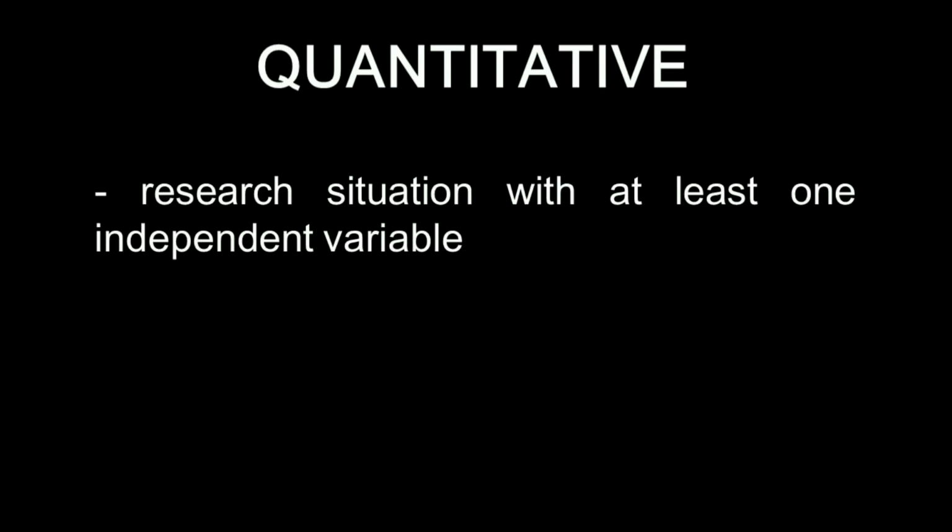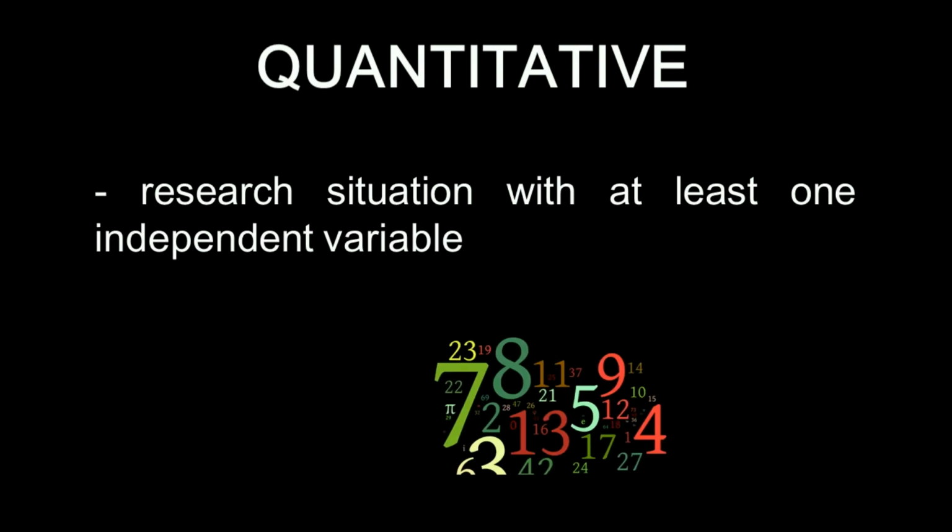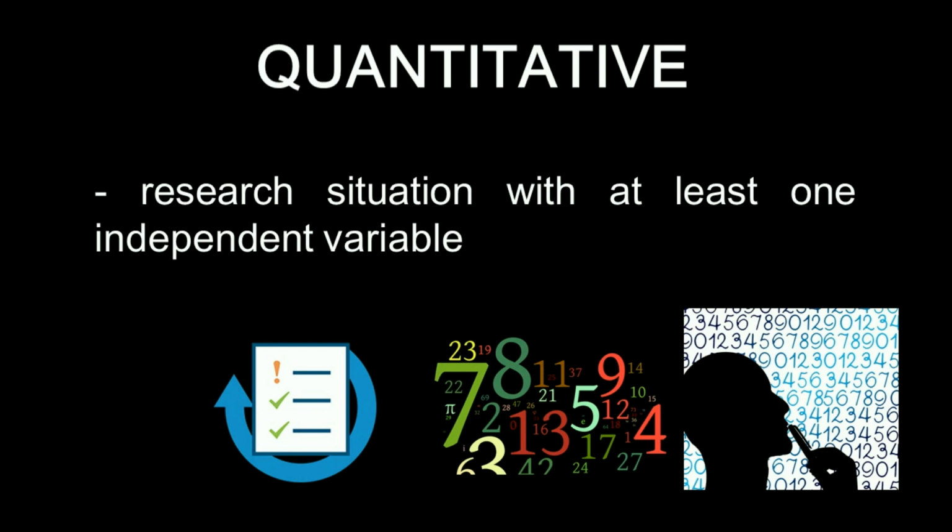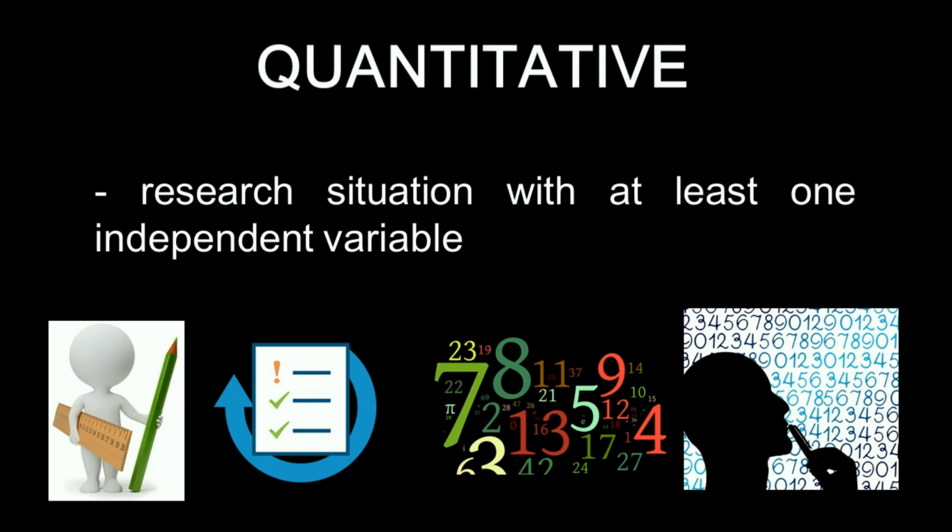First, quantitative, and the other is qualitative. Now, what's the difference between the two? Quantitative is a research situation with at least one independent variable. It involves collection of data using instruments with preset cues and responses. It is also a collection of info from a large number of individuals, like numbers, tests, counting numbers, or measuring.